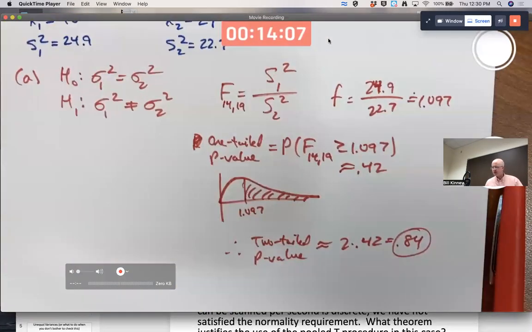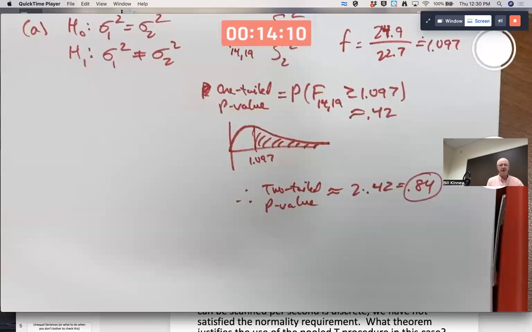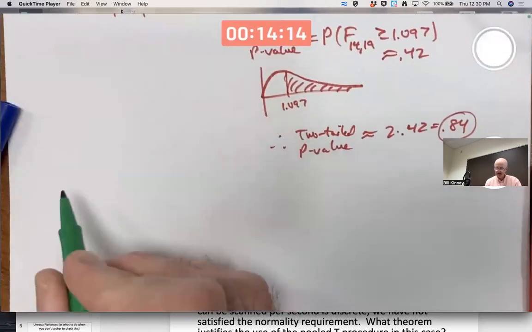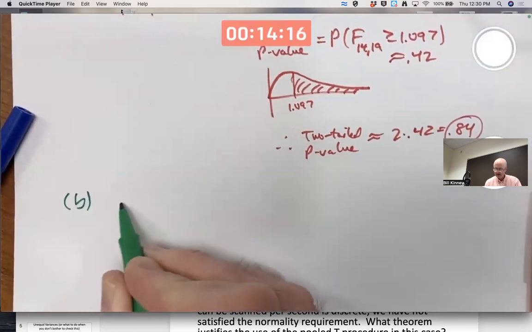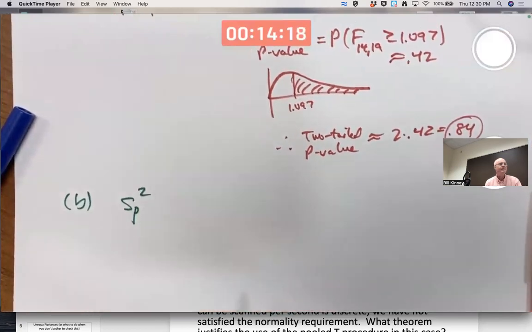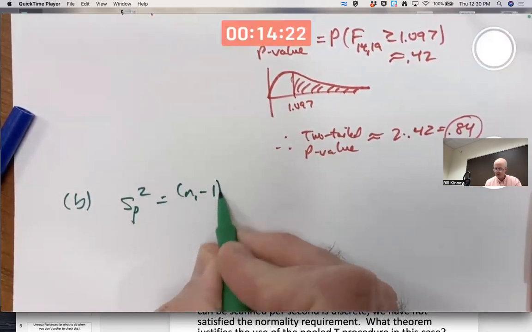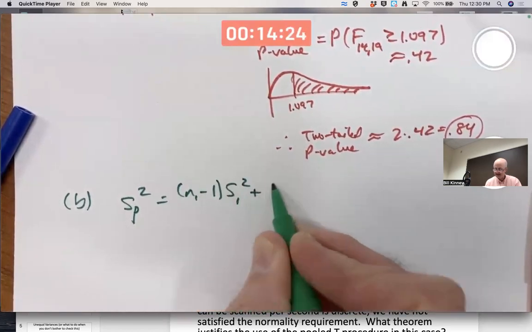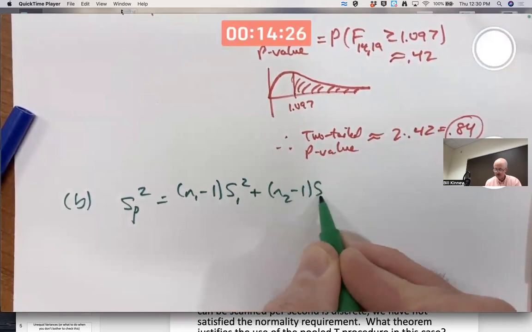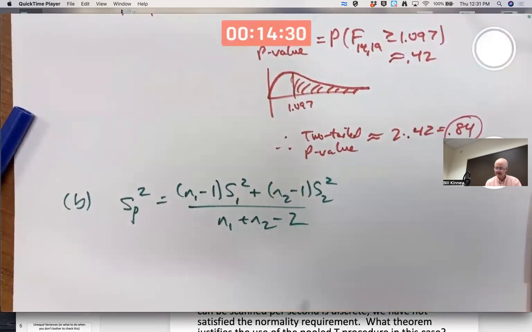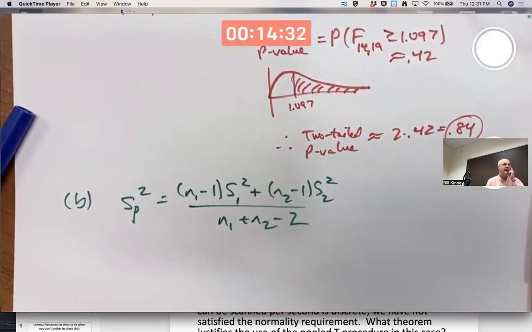Now go ahead and finish the problem. We're going to pool to compare the means now. So in part B, it says compute the pooled variance. The formula is n1 minus 1 times s1 squared plus n2 minus 1 times s2 squared, all over n1 plus n2 minus 2, which is the sum of those two degrees of freedom.